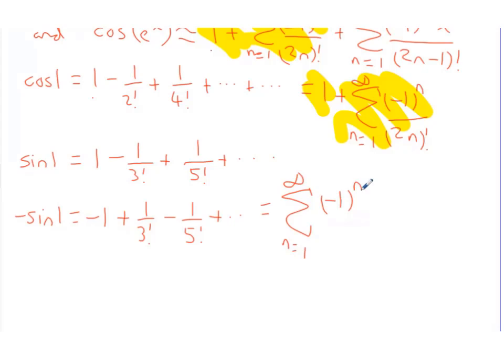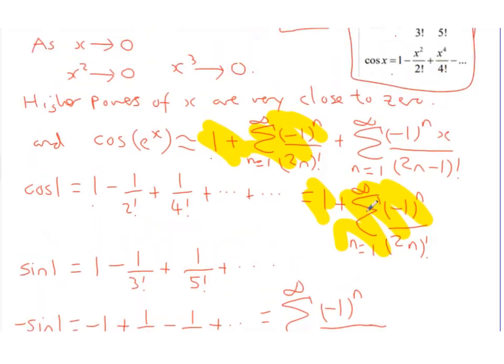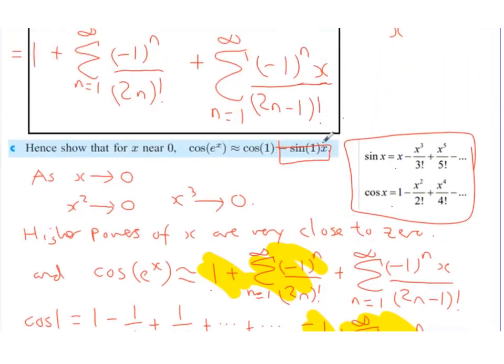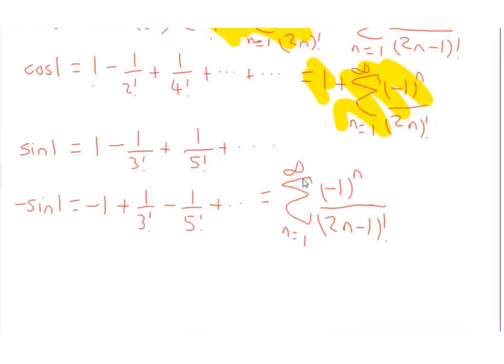And on the bottom, you've got 1 factorial, 3 factorial, 5 factorial. So we've got our 2n minus 1 factorial. So we're nearly there. It's just we need to show that it is the same as minus sine 1x.